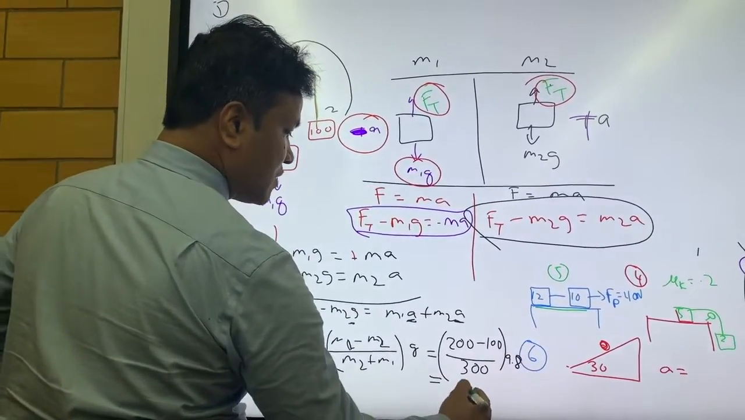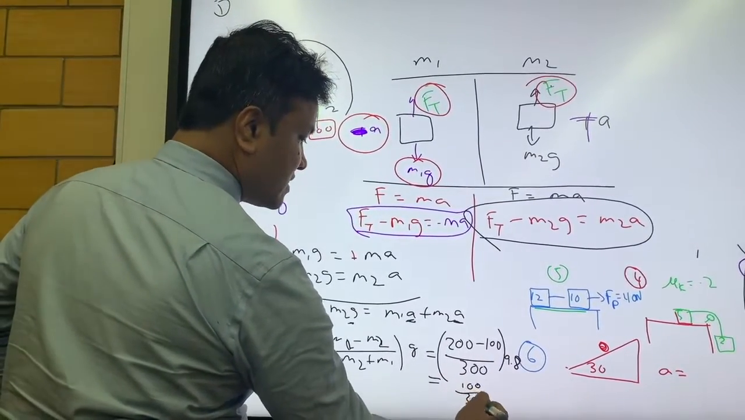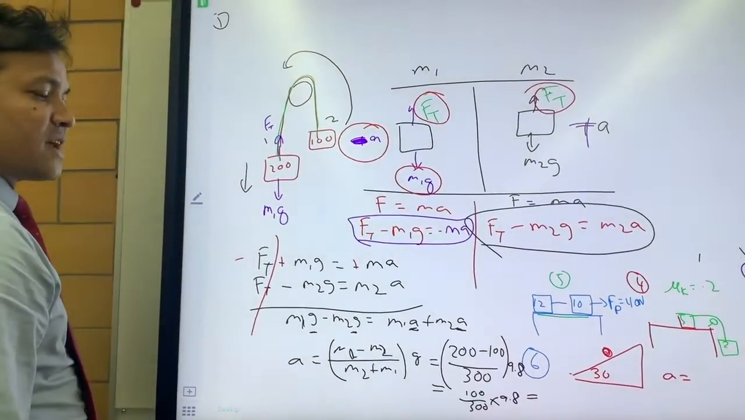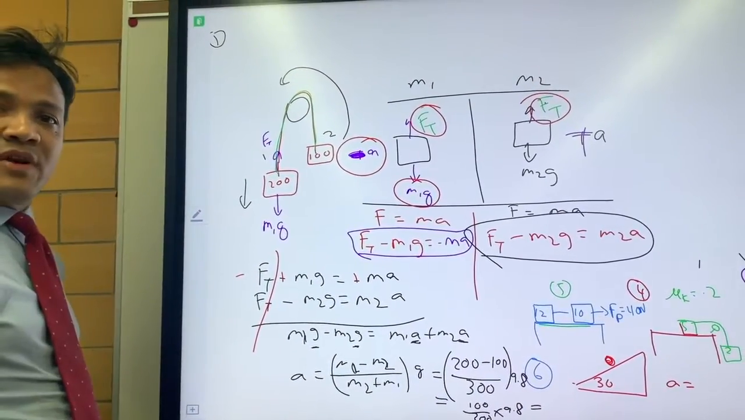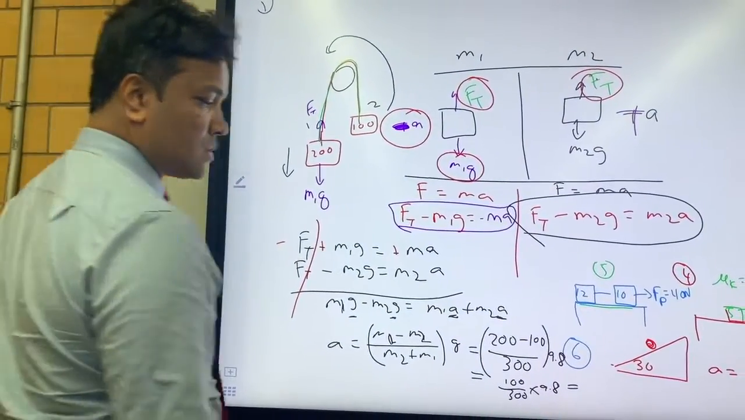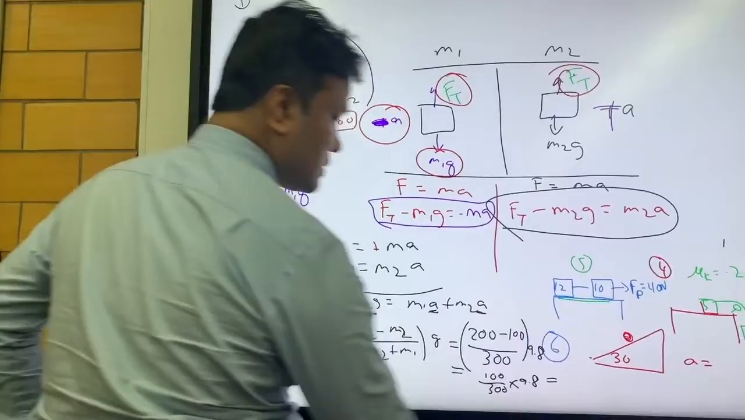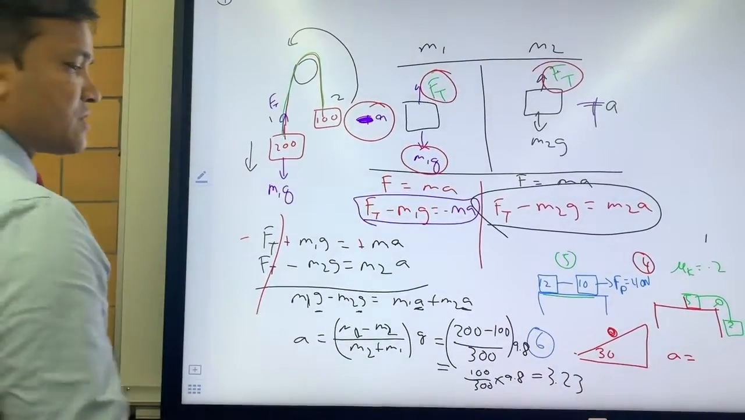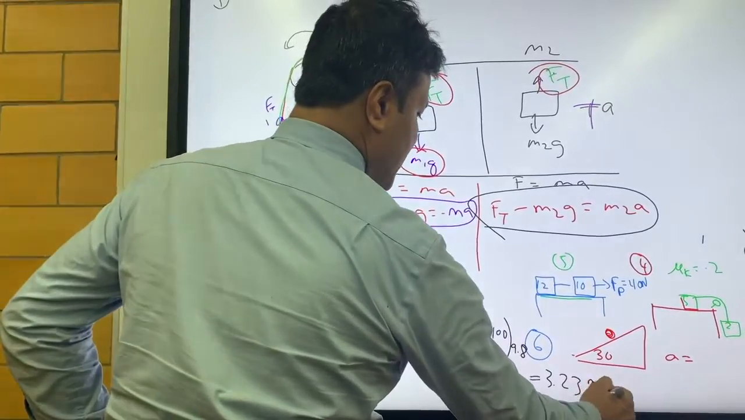So what do we get? 100 divided by 300 times 9.8, so 0.33 times 9.8. How much is that? 3.23. So the acceleration of this elevator is 3.23 meters per second squared.